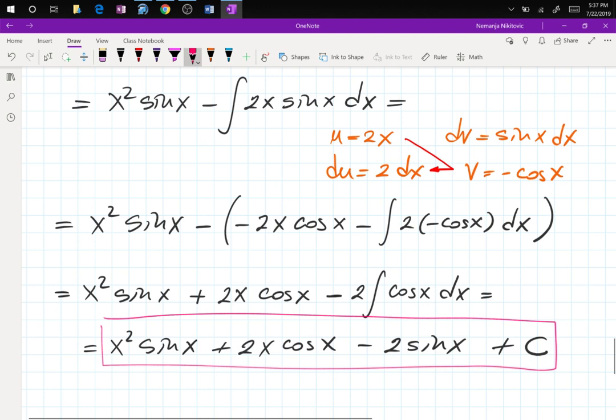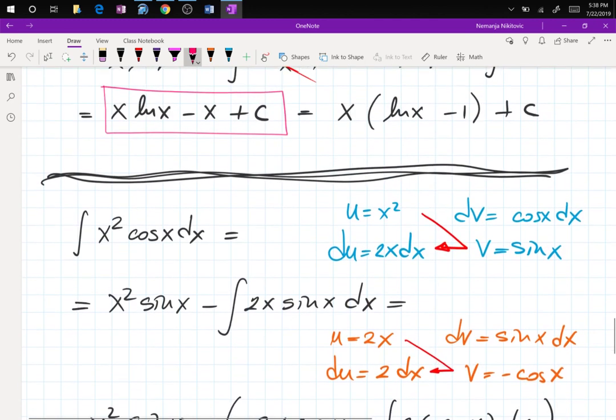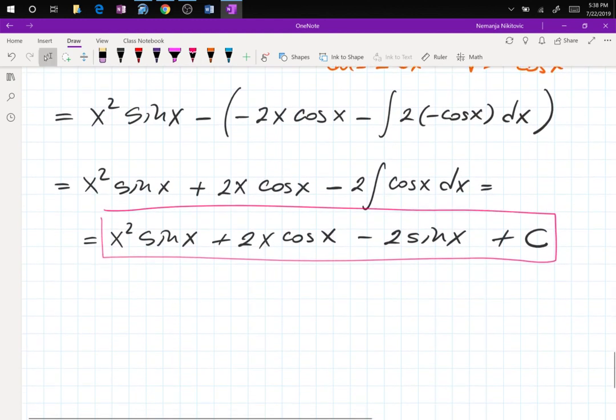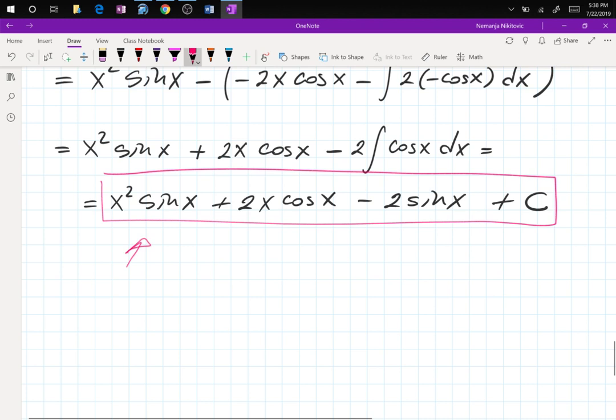And that would be the answer. What do you do with this? You differentiate and make sure that this whole bunch of stuff is going to cancel. You have a product rule, you have another product rule, vanilla derivative over here, that's 0. So 2 product rules and a basic derivative. When you are done with all of that, it needs to collapse into x squared times cosine x.